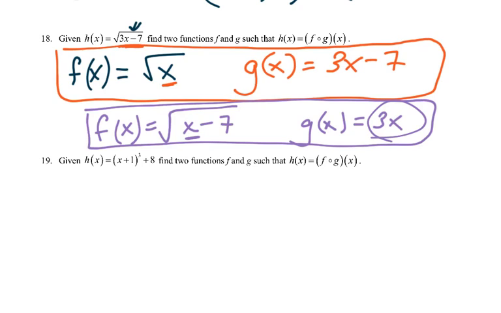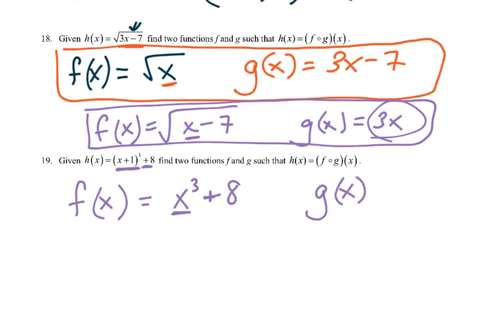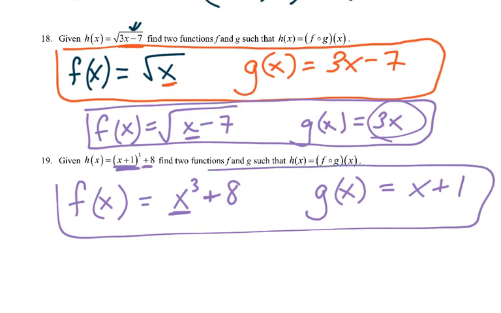Again, I'm going to look at my parent function, but in this case, I might want to say, what if my parent function isn't just my regular parent function? What if it's x cubed plus 8? Because I have that plus 8 added on to this kind of chunked together cubic. So if I have f of x equal to x to the third plus 8, then my g of x would need to be what I want this x to become, which would be x plus 1. So this is one possible combination for functions that, when composed, f of g of x, you would get the same thing as h of x.